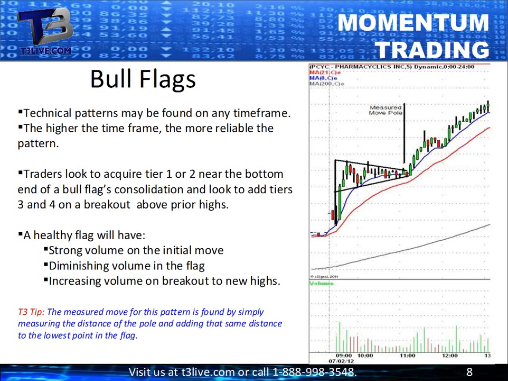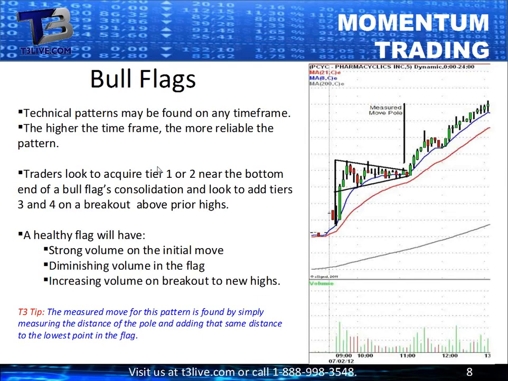The higher the time frame, the more reliable the pattern. That basically means when you have a 5-minute time frame, you're getting a better description because there's less movement within the bar. When you get a 1-minute bar, you might have an up move 15 cents, a down move 15 cents, but in the 5-minute, you're getting a clearer picture of what it's going to do.